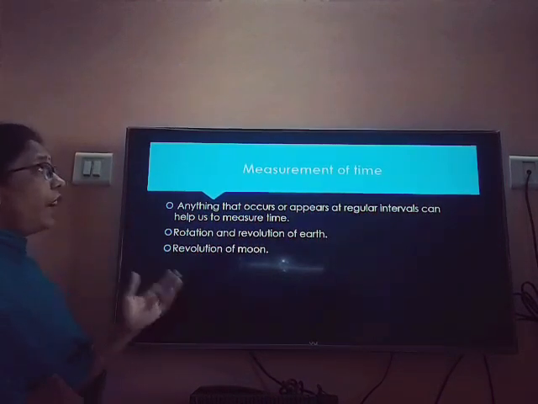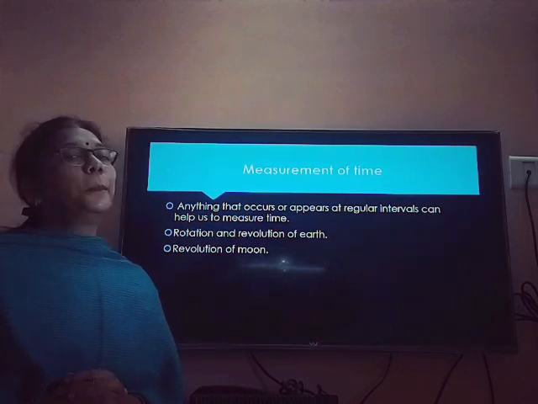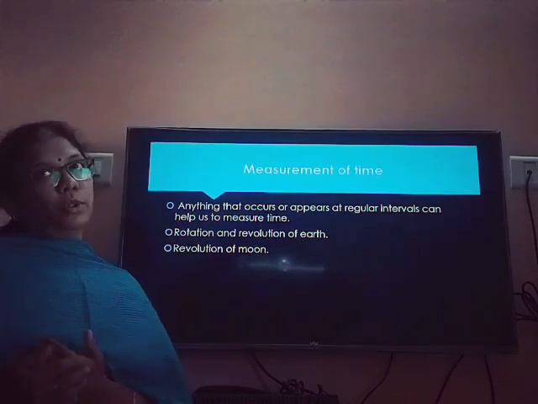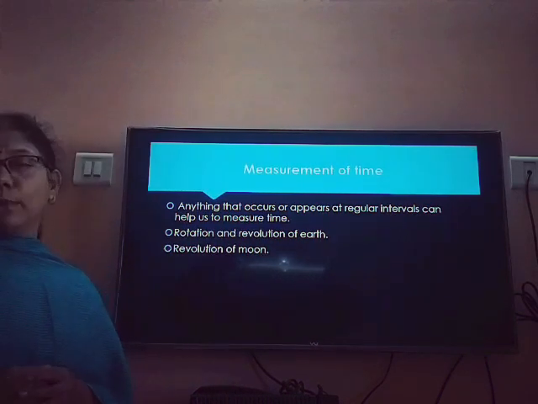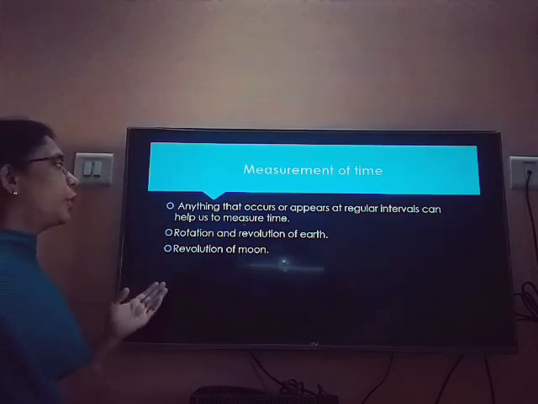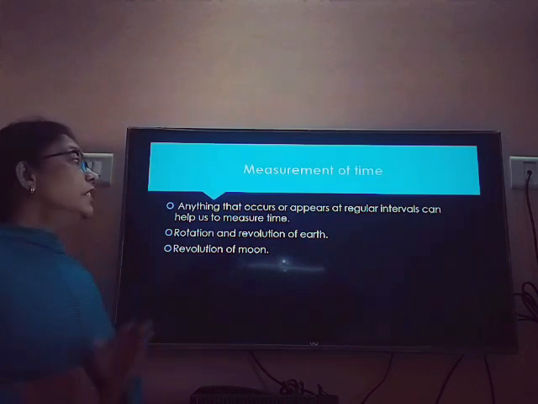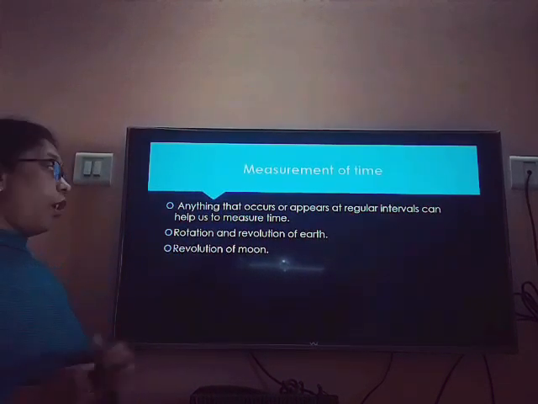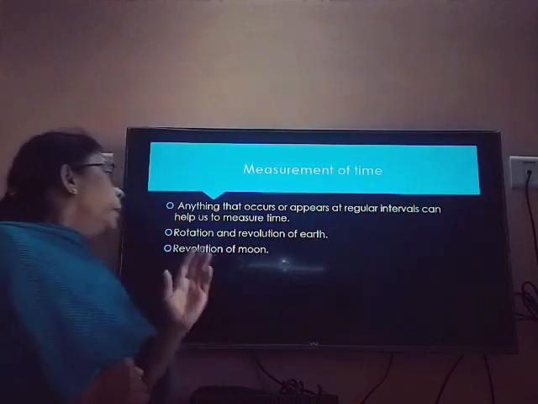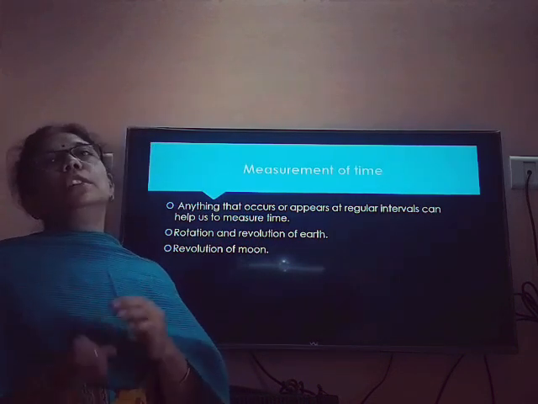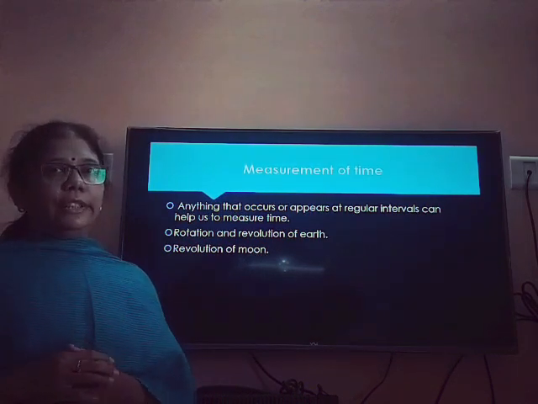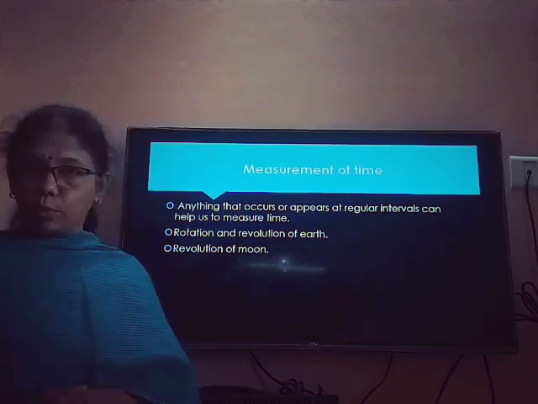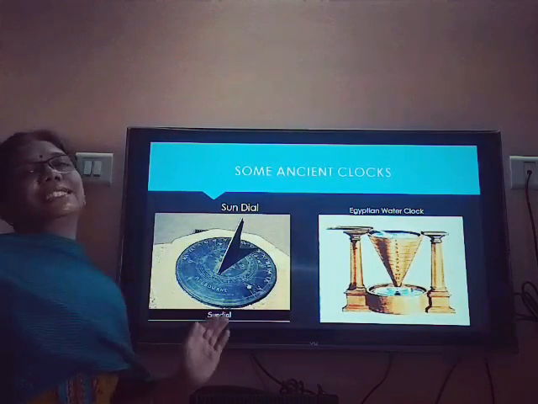Right? So, we are going to now see how ancient people started to measure time. They used anything that appeared at regular intervals. So, periodic motions were used to measure time. What were the periodic motions known to human beings at that stage? They are the rotation and revolution of the earth. The rotation and revolution of the earth is still being used to measure time. Our calendar is based on the revolution of the earth. The revolution of the moon was also used by certain people to form their calendars. The Tamil calendar or the Indian calendar, which is also called the Panchangam, is based on the moon. It has got only 28 days in it. So, these were some of the things that they used to measure time.